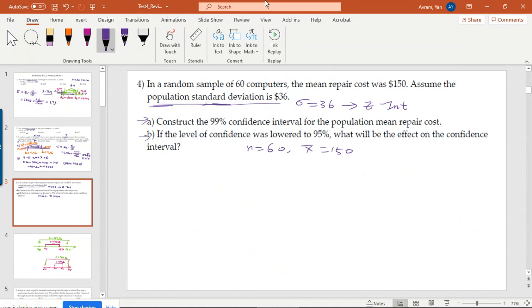The first one is the 99% confidence interval. The second one is the 95% confidence interval. Then we're going to compare these two.